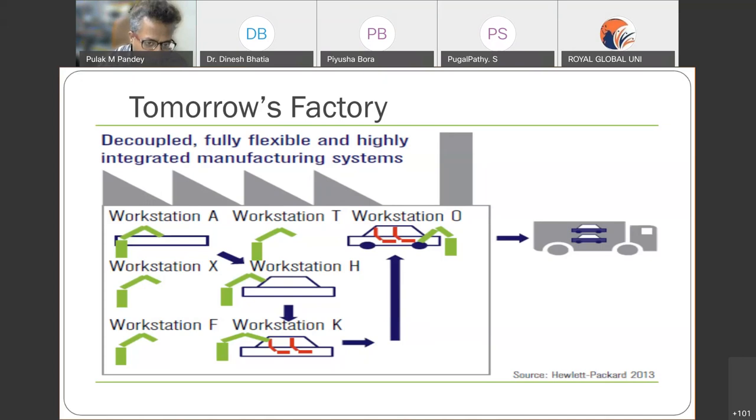And various algorithms like artificial intelligence and machine learning algorithms will be used to arrive at an optimum decision, and that information will be communicated to various workstations, which may be located at different places. They are not at one place. There will be communication of information, and these machines or workstations will also be communicating with each other, and finally they are going to produce the final product through manufacturing. So this is the kind of future factory which we are trying to imagine or conceive, which is decoupled, fully flexible and highly integrated.